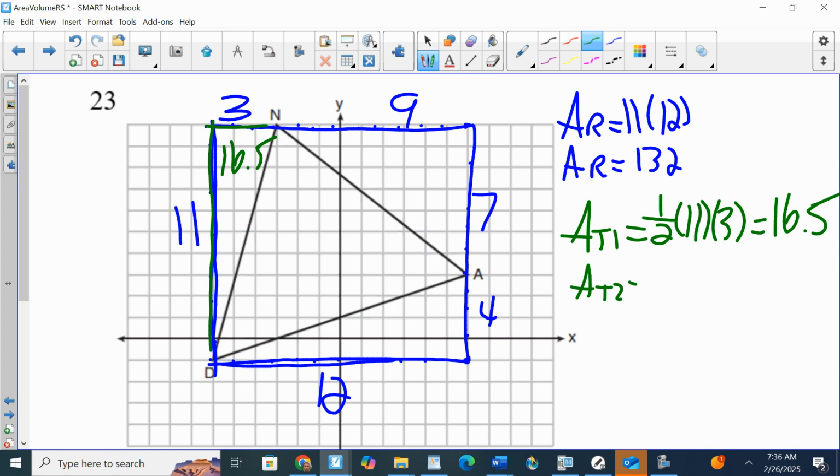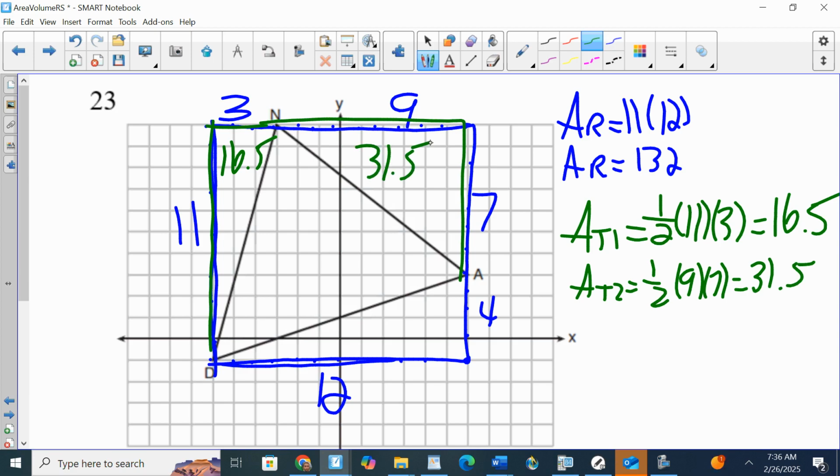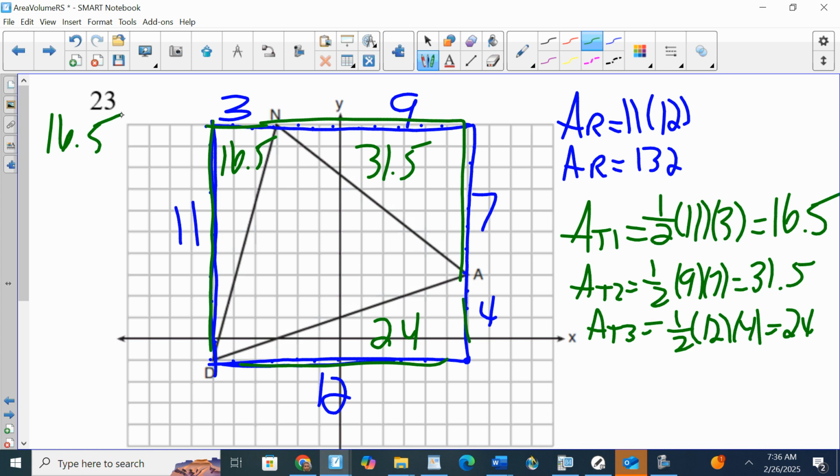Area of triangle 2 is half 9 times 7. That is 31.5. Area of triangle 3 is 12 and 4. Half 12 times 4, which is 24. Now I add up my triangle areas.